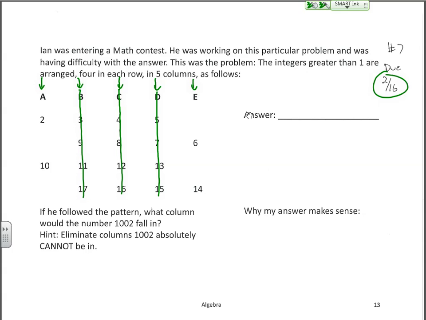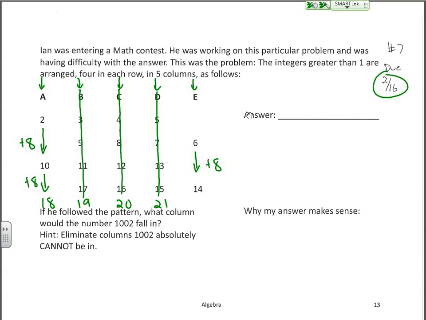And we look at the numbers in column A. We see that from 2 to 10, we're increasing by 8. From 6 to 14, we're increasing by 8. If we continued this pattern just in the next row, row number 5, 18 would go here, right? Then 19, 20, 21. Again, we see this increase of 8.